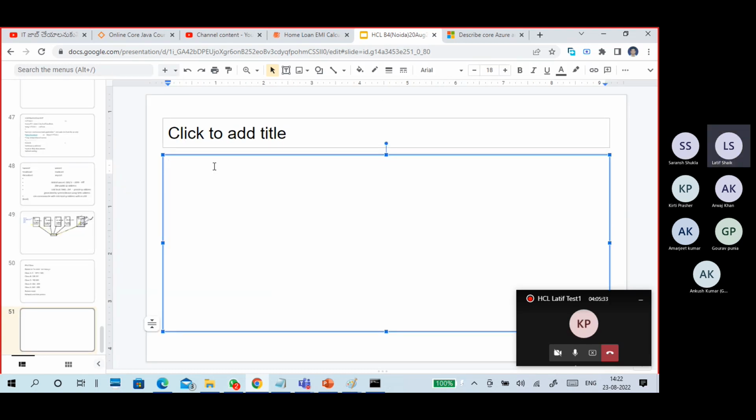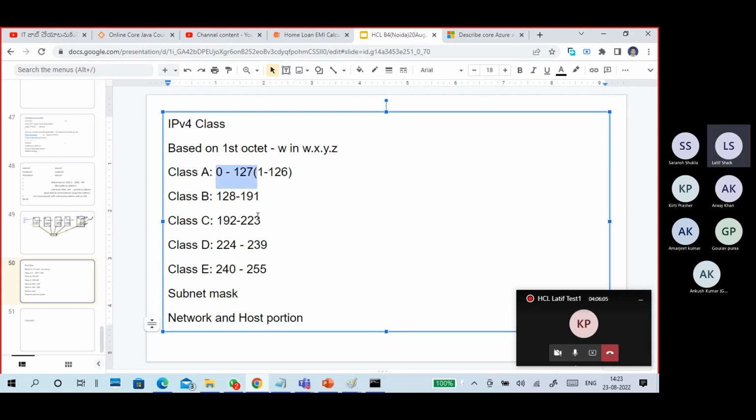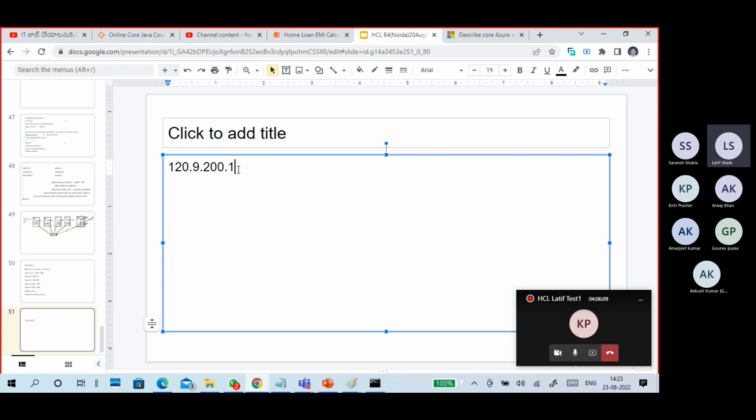I'm going to write an IP address here: 120.9.100.200.1. In this one, you have to look at the first part only. 120 is in between this range, so which class is it? Class A. Okay.